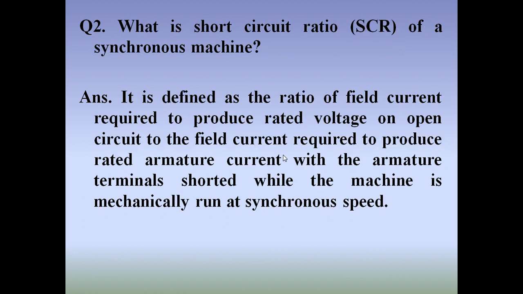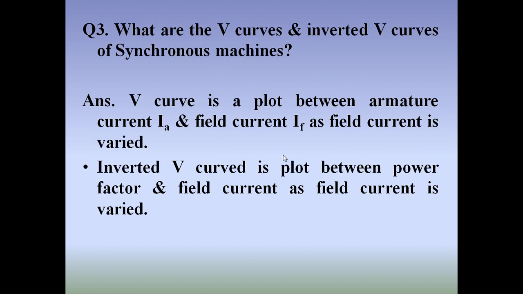Question number 2. What is the short circuit ratio of a synchronous machine? The short circuit ratio of the synchronous machine is defined as the ratio of the field current required to produce rated voltage on open circuit to the field current required to produce rated armature current with the armature terminals shorted, while the machine is mechanically run at the synchronous speed.